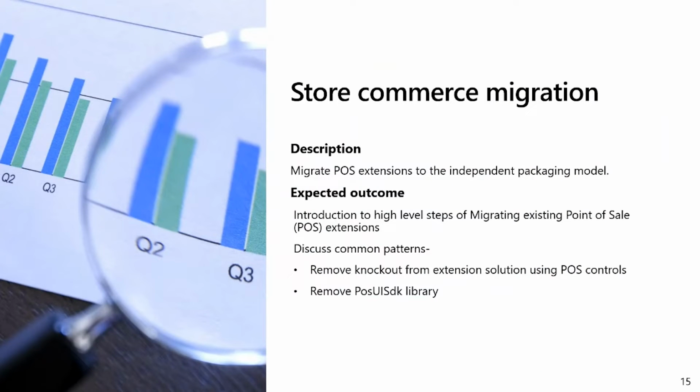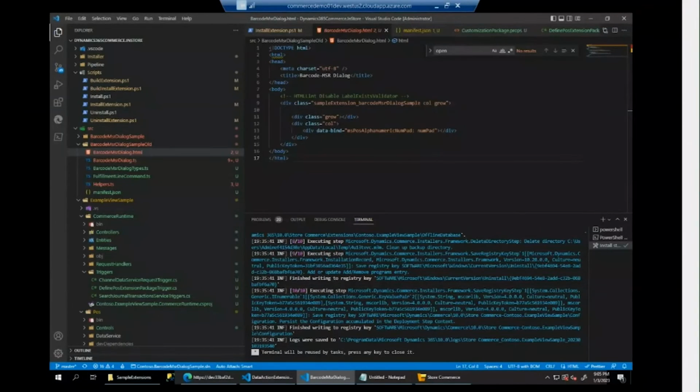Here is the first scenario for today. We will look at the steps for migrating an existing POS extension to the independent packaging model. We will discuss the common migration patterns in the demo. In this demo, we will look at steps for converting an existing point of sale extension to the independent packaging model. For this, we are going to pick some Retail SDK sample extensions from the Retail SDK folder, and we are going to migrate these Retail SDK extensions to the independent packaging model.